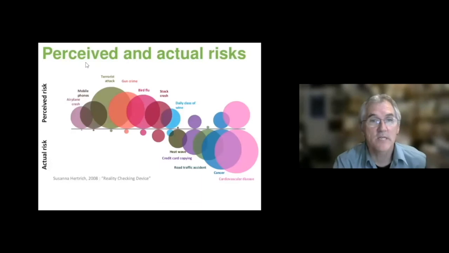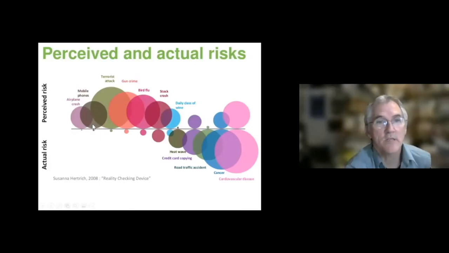Here's a very interesting study done by Susanna Hertrich called Reality Checking Device. It looks at actual risk versus perceived risk. So airplane crashes, perceived risk huge, actual risk tiny. Mobile phones, huge, tiny. Terrorist attacks, huge fear of terrorist attacks, actual risk tiny. We can run across gun crimes, bird flu, stock market crash.